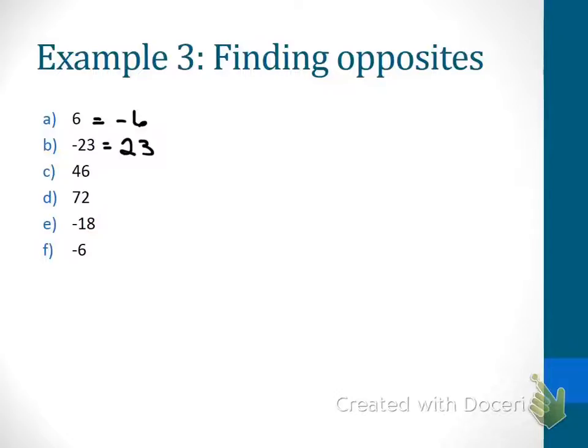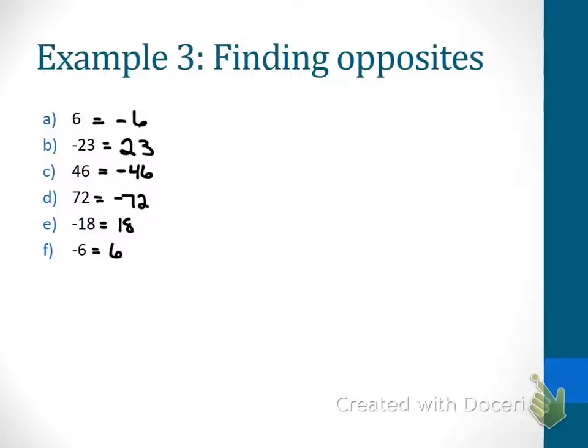What's the opposite of 46? Negative 46. 72? Negative 72. Good. Negative 18? Positive 18. And negative 6? Positive 6. Very good. All right, so now, last example.